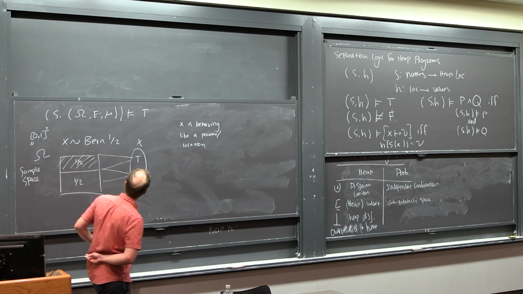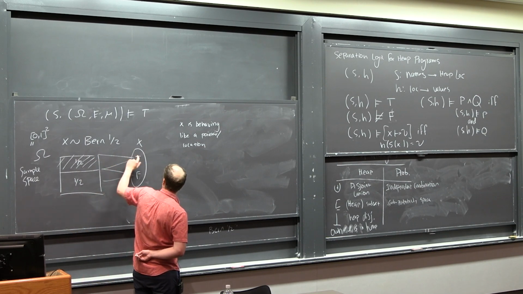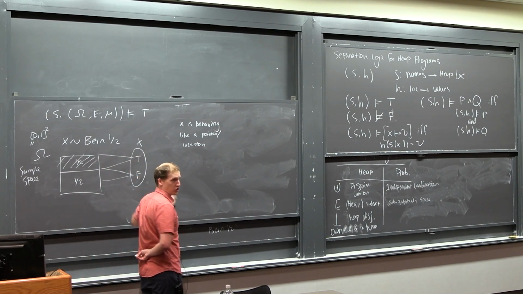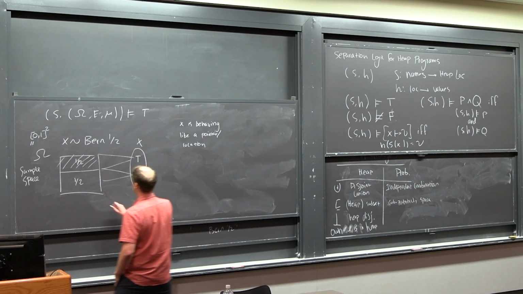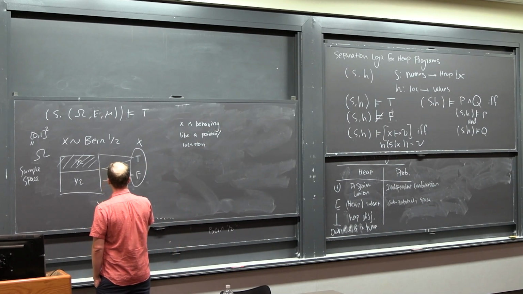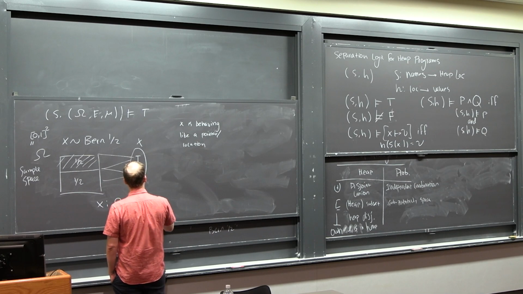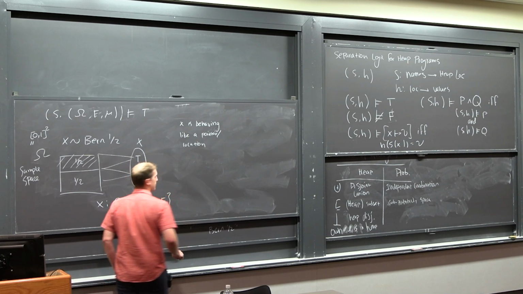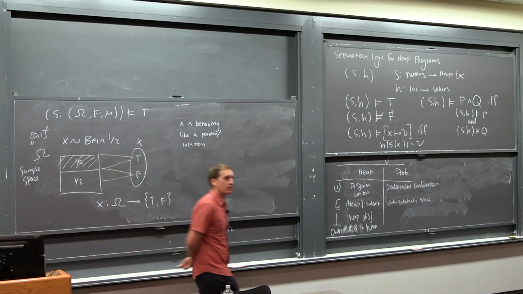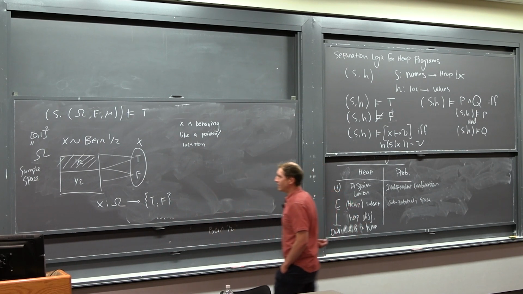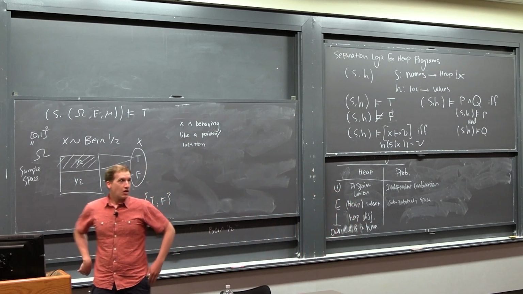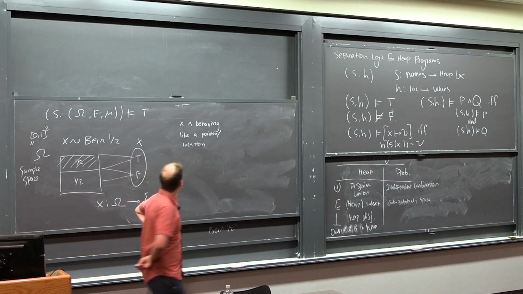That's hidden from you. What you do get to see is this pointer x, which is essentially just a function. X is actually a function here. And it's a function from omega into the two-element set. That's what x is, okay? Which looks a lot like a pointer in some sense.